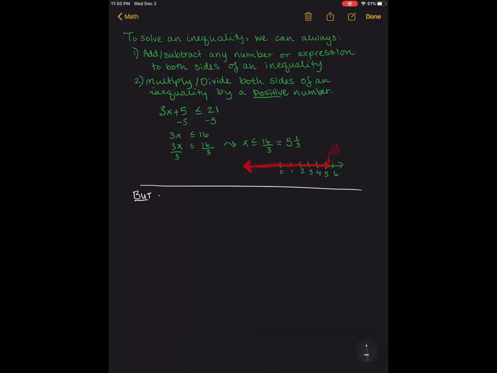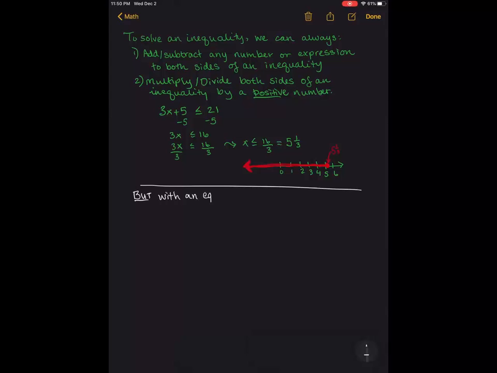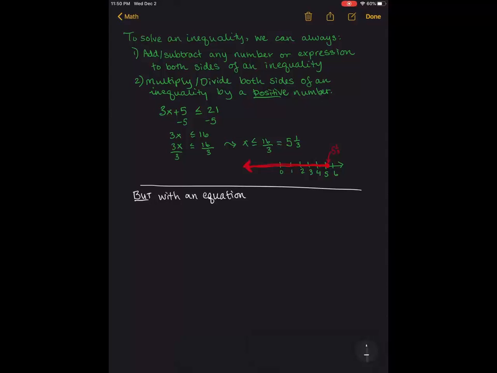But with an equation, we could also multiply or divide by negative numbers, as well as do a few other operations that we'll explore later this year. So for instance, let's take the basic equation, negative 2x is equal to 22. If negative 2x equals 22, then when it was an equation, we could just divide both sides of the equation by negative 2. And so I would get that x equals negative 11.